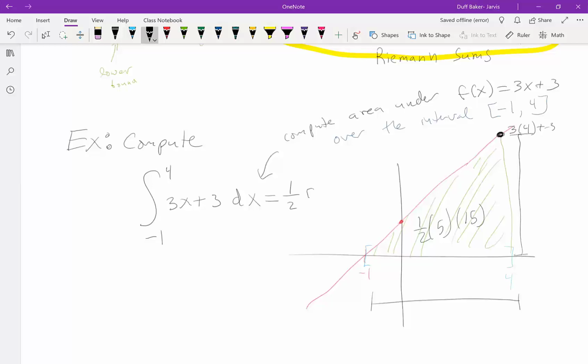So this thing is just a fancy symbol for taking areas. And it turns out that that's related to antiderivatives, which is what we were ultimately interested in.